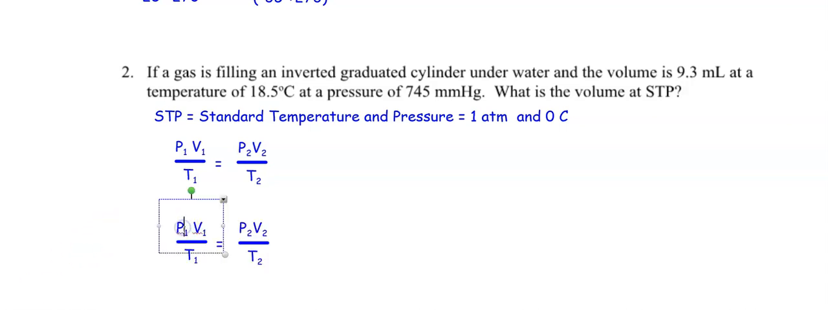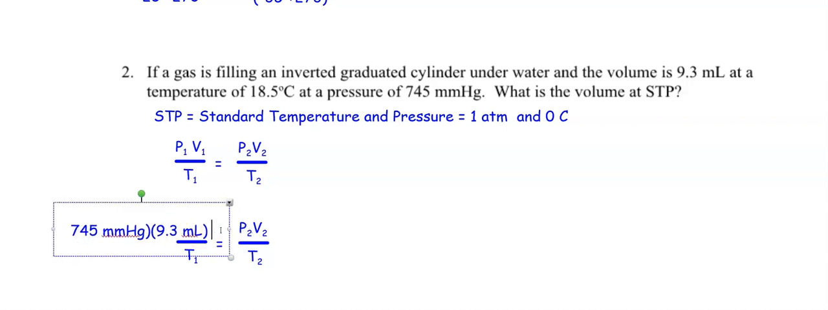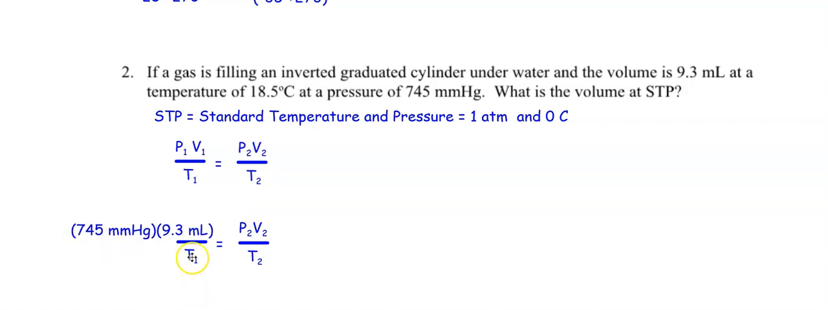My pressure is, what I just said it was, 745 millimeters of mercury. And my volume was 9.3 mL. I'll move that because that looks bad, right? Let me get rid of my V1 over here. And I probably would need a parenthesis over here. That's fine. All right, now what's my temperature? My temperature is 18.5 degrees Celsius. No, Mrs. Vandoy, you need to add 273. All right, I'll do that.